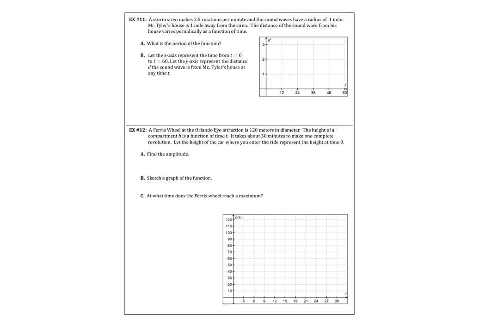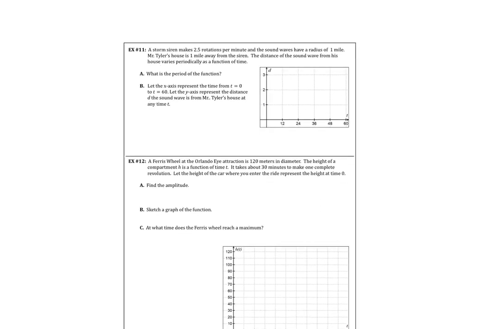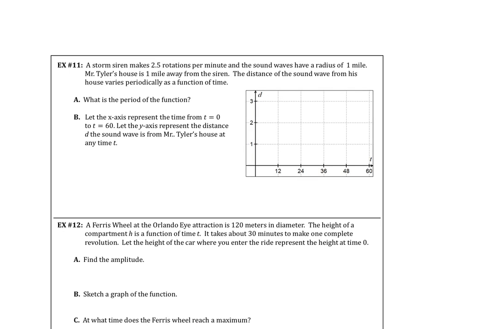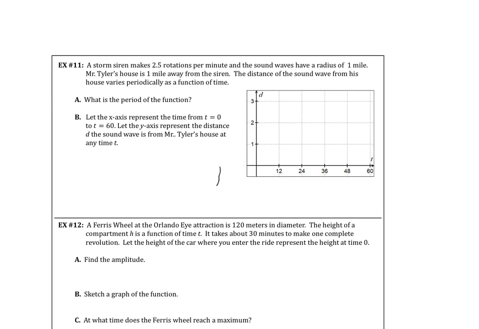So we're down to the last page here. We've got some real world problems. This was one earlier we touched on. You've got a storm siren that's making 2.5 rotations per minute, and the sound waves have a radius of 1 mile. And so Mr. Tyler's house is 1 mile away from the siren, and the distance of the sound wave from his house varies periodically as a function of time.